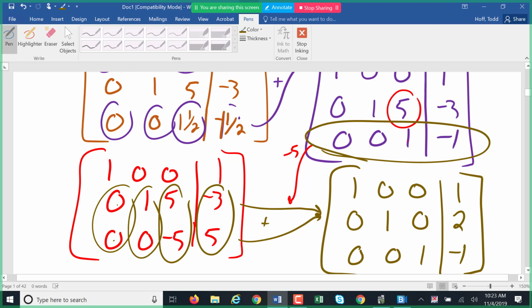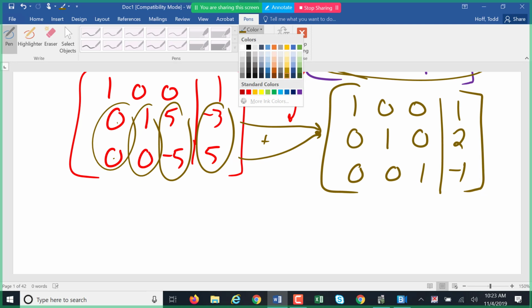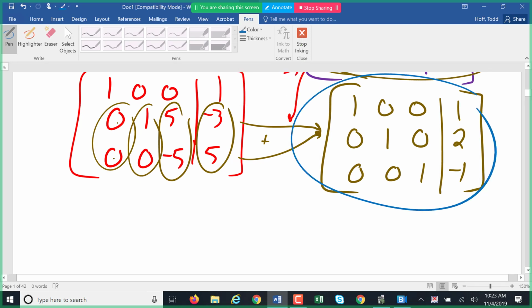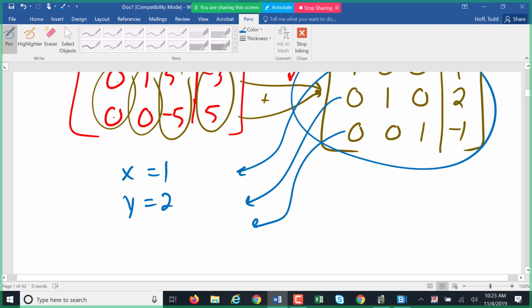You can see what I've done here now. If I translate this back into a system of equations, this top row is just saying x equals 1. The second row is just saying y equals 2. And the bottom row is simply saying z equals negative 1. There's no need for back substitution now. It's already completely solved. I get the same solution.